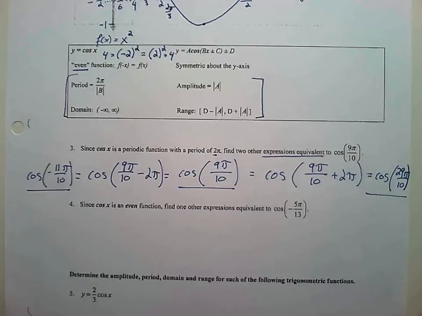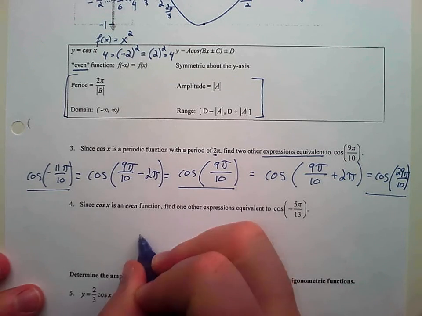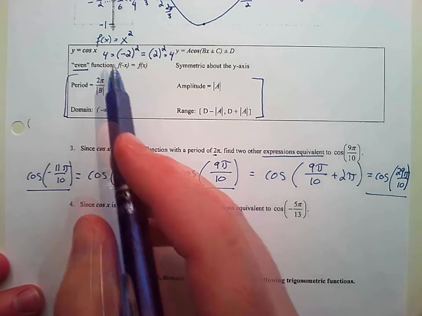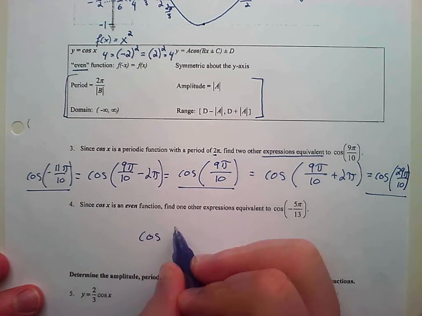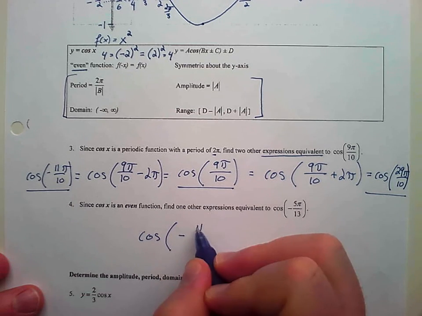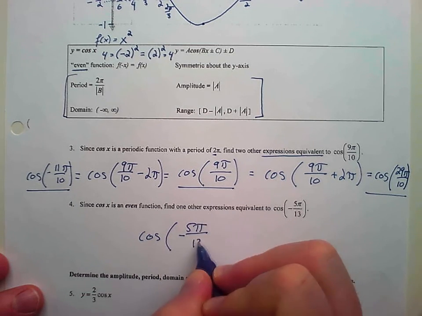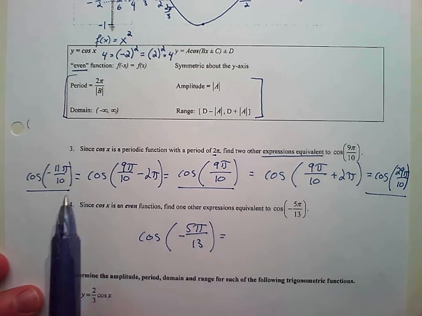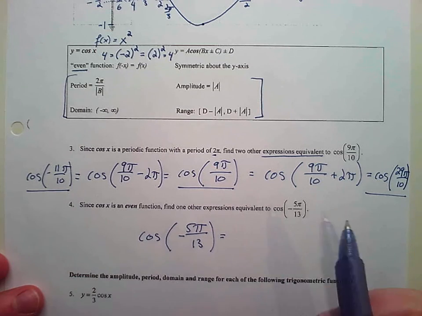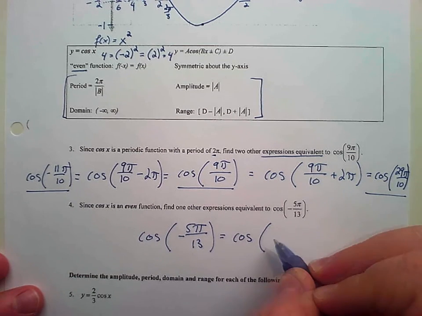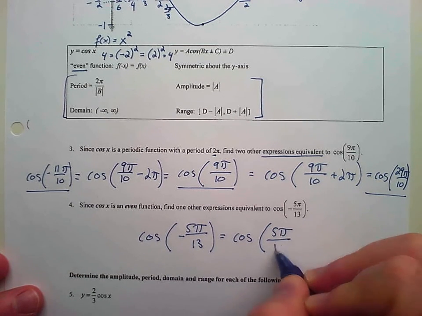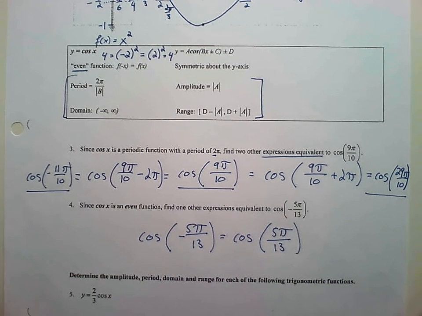For number 4, since cosine of x is an even function, find one other expression equivalent to the cosine of negative 5 pi over 13. Well, again, from our definition of the even function, if we're starting off with the cosine of negative 5 pi over 13, we can simply just drop the negative sign, and we'll end up with the exact same solution.